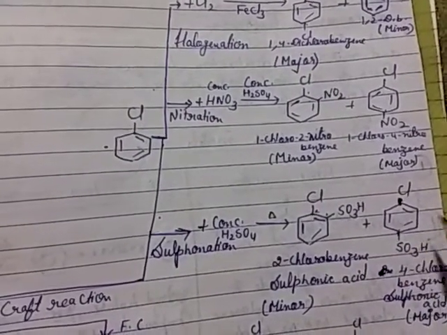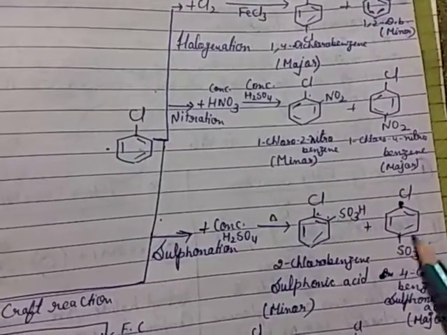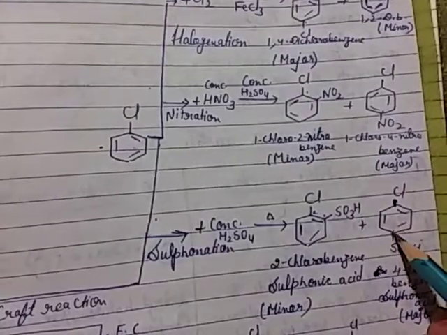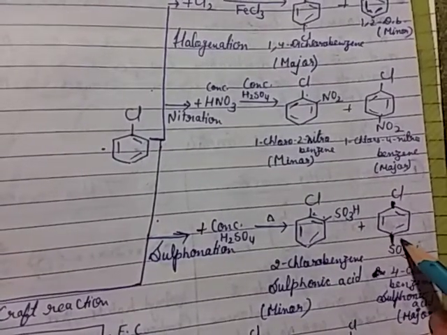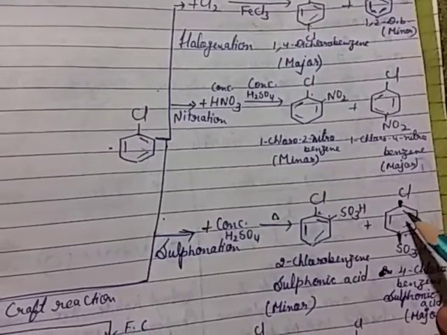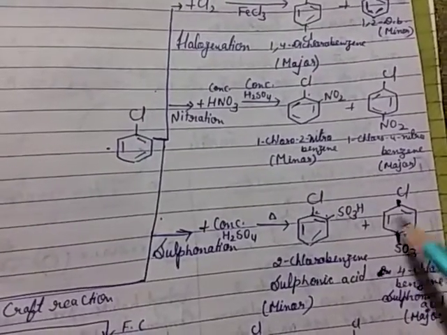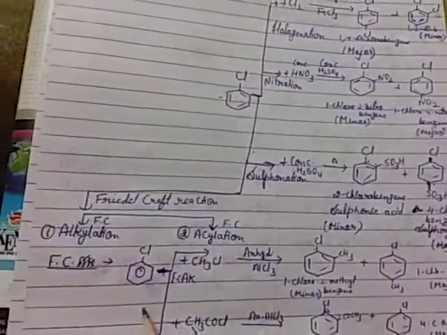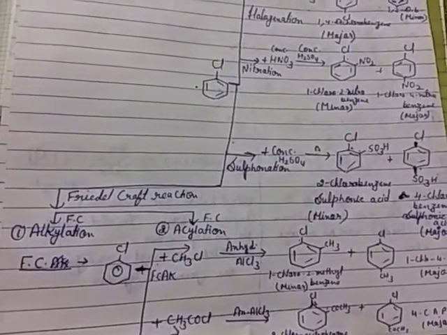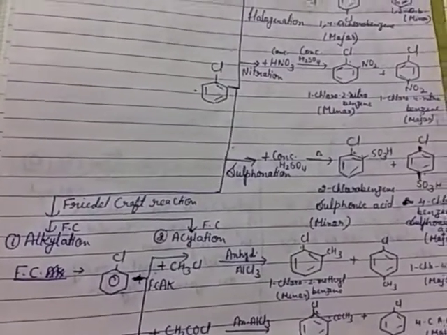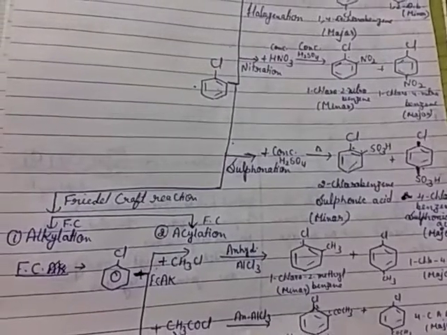So 4-chlorobenzene sulfonic acid. It is the major product. Then fourth is the Friedel-Crafts reaction. The Friedel-Crafts reaction is divided into two parts, alkylation and acylation.